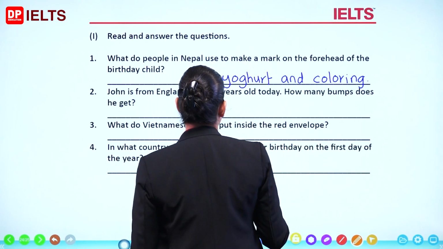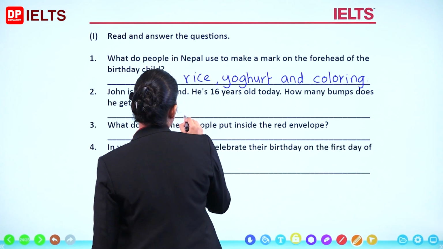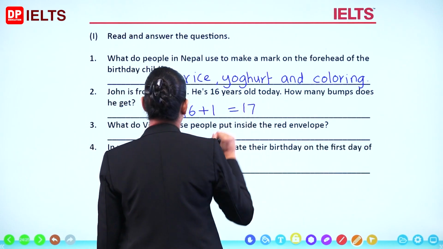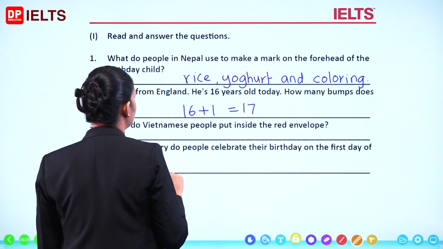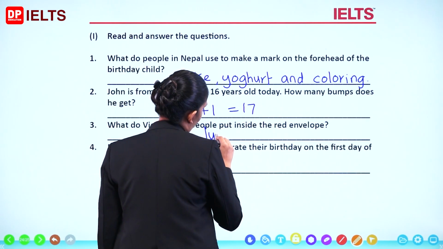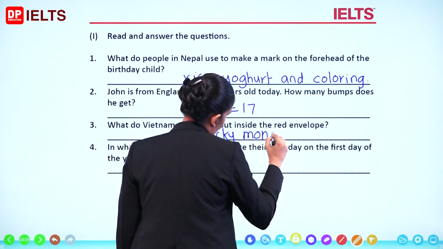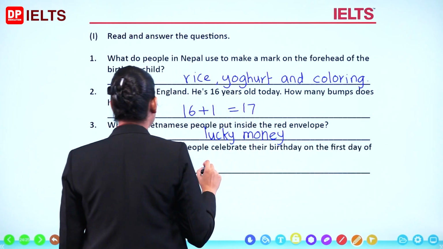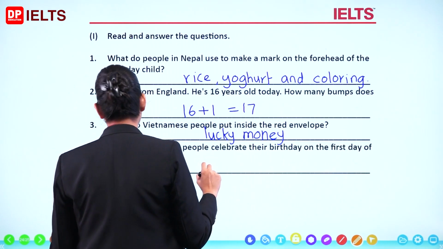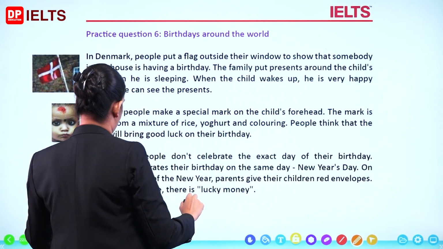John is from England. He is 16 years old today. How many bumps does he get? 16 plus 1 for good luck, 17. Okay. What do Vietnamese people put inside the red envelope? Lucky money. They put money actually. In what country do people celebrate their birthday on the first day of the year? That is also Vietnam.